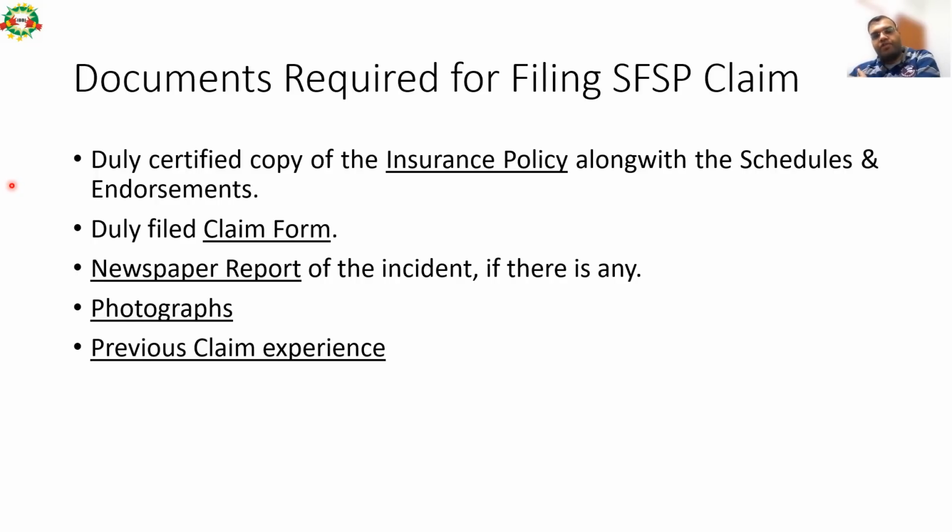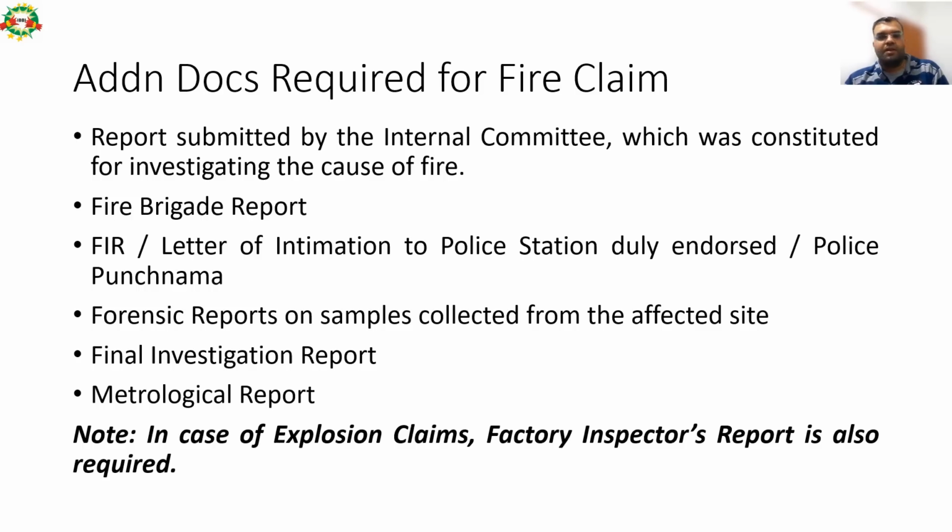Duly certified copy of the insurance policy along with schedules and endorsements, duly filled claim form, newspaper report of the incident if there is any, photographs, and previous claim experiences. These are the additional documents required in case of a fire claim. Report submitted by the internal committee constituted for investigation of the cause of the fire, fire brigade report, FIR, first information report, letter of intimation to police station duly endorsed, or police panchanama. Either of these three documents is required.